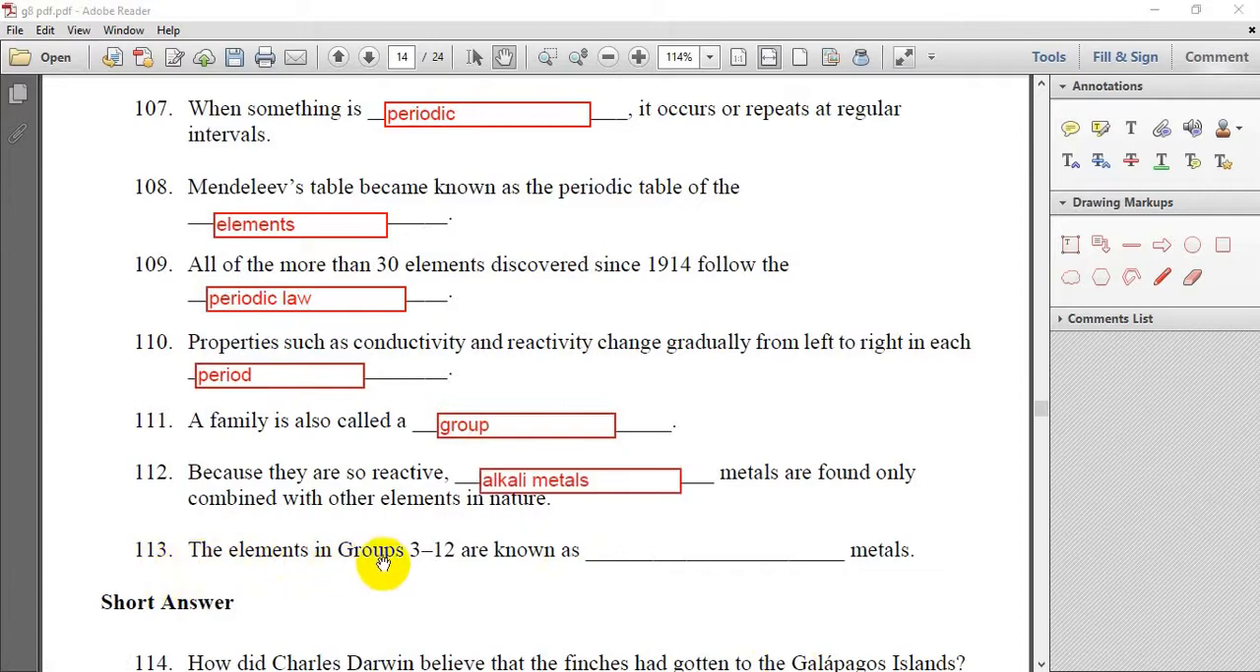Question 113: the elements in groups 3 to 12, the huge block in the middle of the periodic table, we call them transition metals.